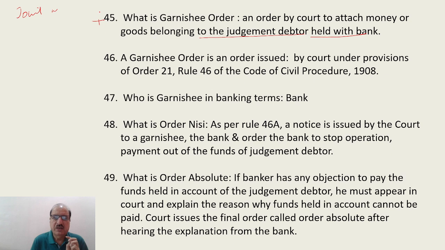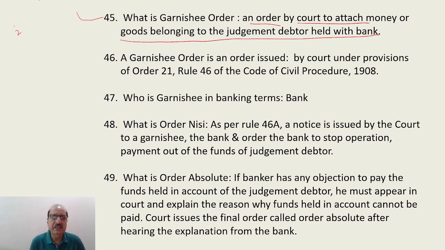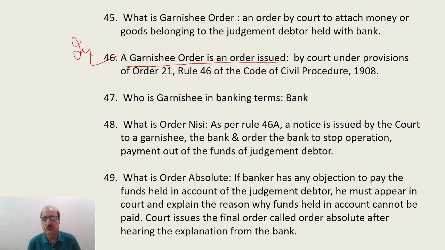So, question 45. What is a garnishee order? An order by the court to attach money or goods belonging to the judgment debtor with the bank. In this case, number one, a joint account cannot be attached. In case no amount is written, how much is to be attached, then the full amount is to be attached. This is a very important section. A garnishee order is issued by a court under the provisions of Order 21, Rule 46 of the Civil Procedure Code 1908.